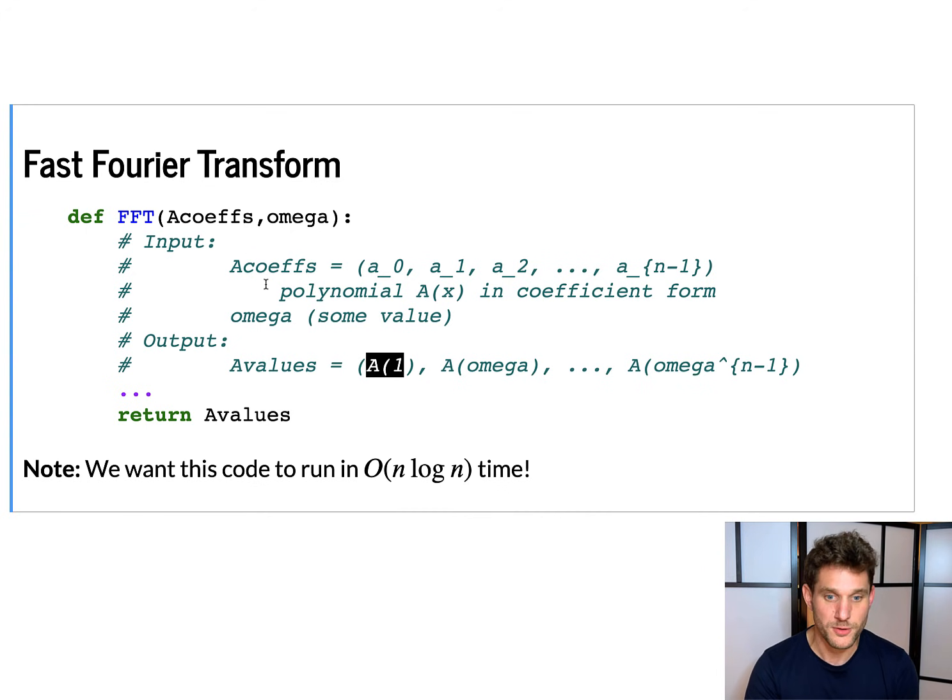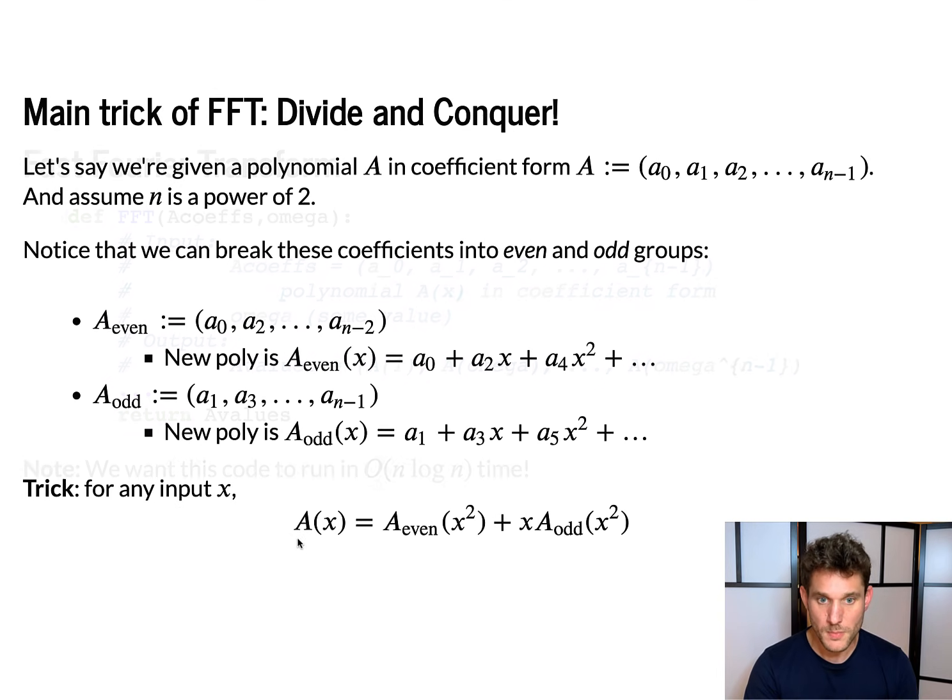Okay, I haven't shown you the algorithm yet. We're going to get to that, but we want an algorithm that runs in time on the order of n log n. So let's just see roughly how this is going to work. The main trick of the fast Fourier transform is this very neat observation. It's very cute and very simple to see.